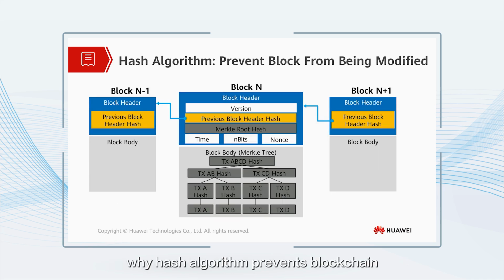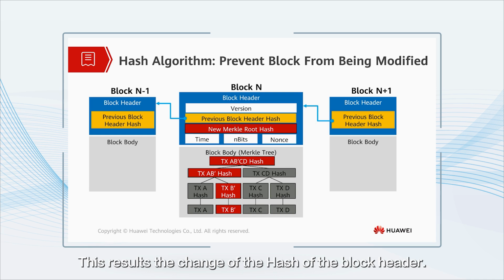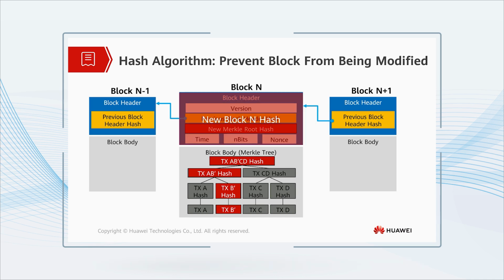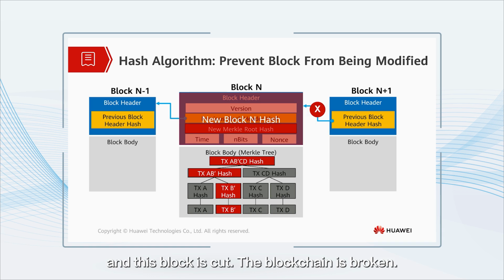Let's have a look at why hash algorithm prevents blockchain from being tampered. For example, someone tried to tamper with the transaction B in a block, and then the hash digest of transaction B will be changed, and then the branch hash will be changed, and at last, the Merkle root hash of the transactions will be changed too. This results in a change of the hash of the block header. What does that mean? That means the link between the subsequent block and this block is cut. The blockchain is broken.